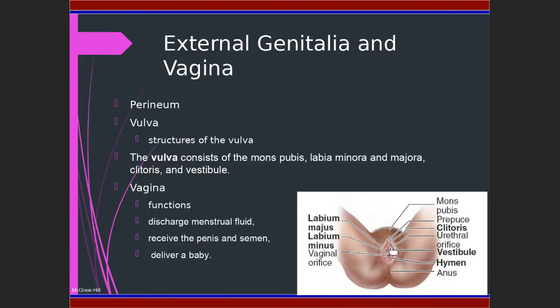The clitoris is the equivalent to the glans, or the head of the penis in men, okay? They're structurally basically the same, okay? But obviously much smaller in a woman, okay? The vestibule is right here, okay? And that's basically the entrance to the vaginal canal. The vagina, its functions are to discharge menstrual fluid, to receive the penis and semen, and to deliver a baby.